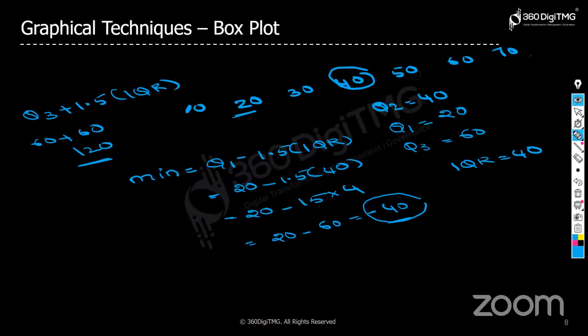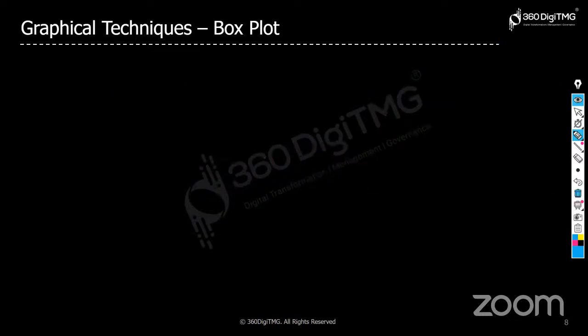If we take this as 700, then 700 is greater than the maximum value. Now this is an outlier. That is how we calculate or identify outliers with the help of a box plot. So box plot is another type of univariate plot which is used to identify outliers, which is also called a box and whisker plot. So this is about box plot.